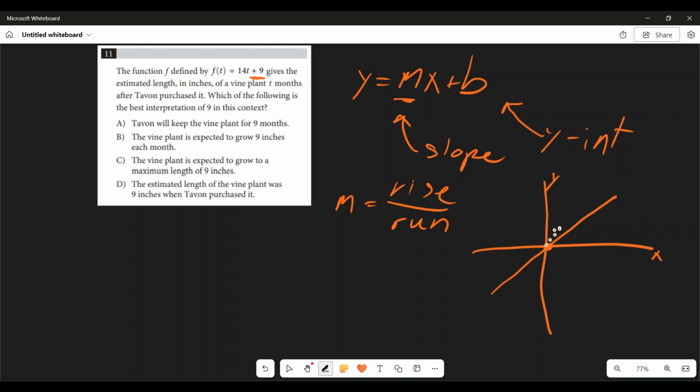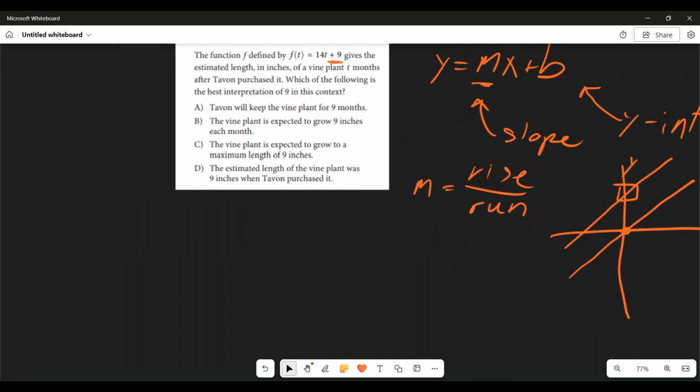In this case, our y-intercept is at the origin, but if it were, say, this line, our y-intercept would be up here. So what would it mean if we have this graph? Our graph of f of t would look something like this, where we have the time in months, months since he purchased it, and then h is going to be our height.